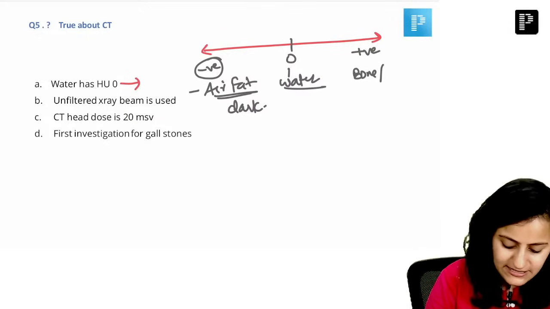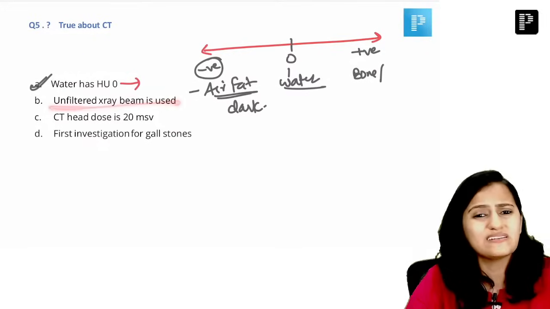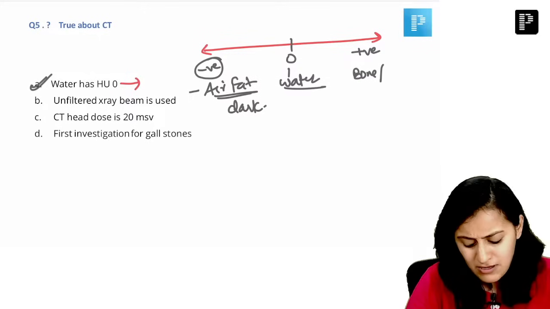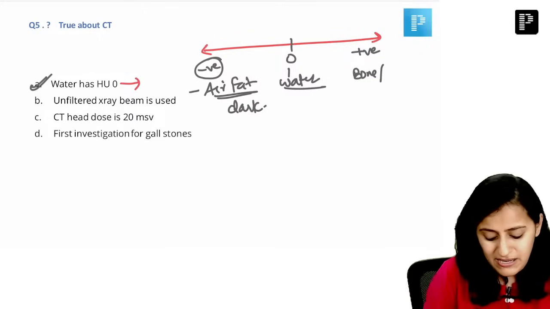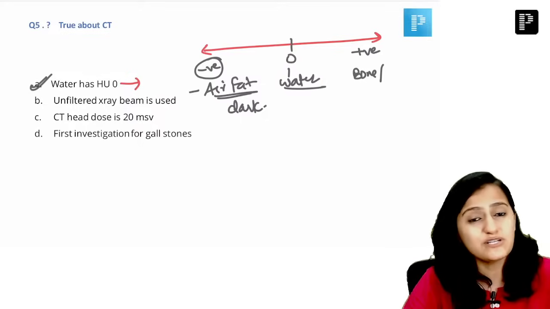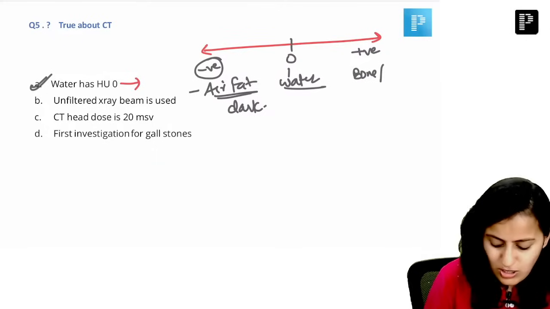So, water has 0 HU value is definitely correct. I'm pretty sure about that, though I do not know whether it uses filtered beam or unfiltered beam. What is the dose on the CT head exactly? I don't remember the number, but I definitely know that water is HU value 0, so I will mark that answer. CT is not the first investigation for gallstones.